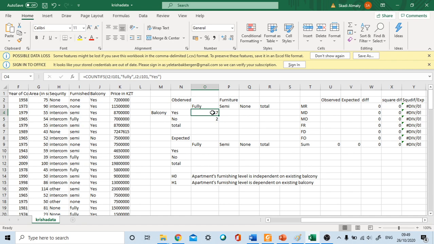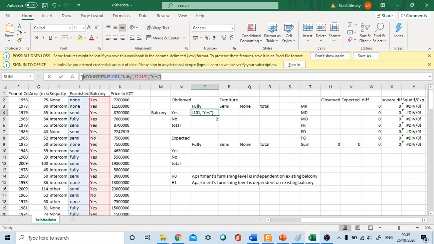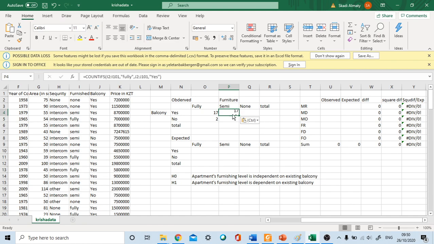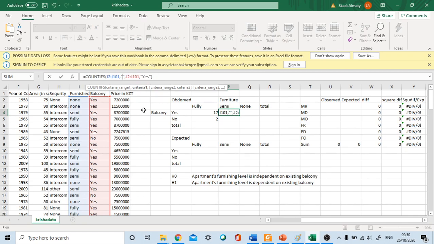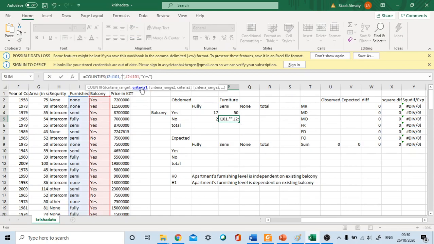Now the turn comes to semi and none. You know what we can do in general? I'm also going to show a life hack. Just copy this formula. If you paste it, it will show fully by default, but we would like to change it. Here, in our case, it's not fully, it is semi, 50 cases, and here also it is semi.